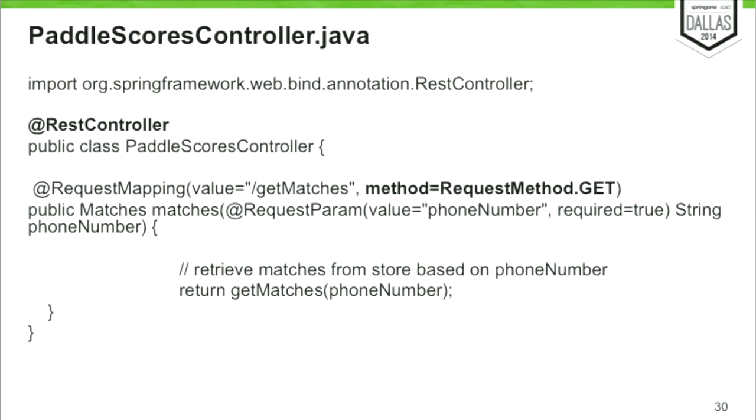So here's the paddle scores controller that we created. You can see it has that RestController annotation. It has a request mapping for our get matches. We're going to take a parameter for the phone number. And then we have a simple method for the prototype that just basically returns the matches from the store based on the phone number.